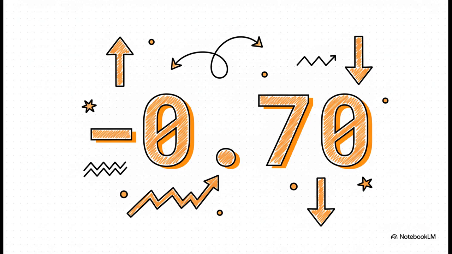One goes up, the other goes down. And because 0.70 is a good ways away from 0, this tells us it's a pretty strong negative relationship. They are reliably moving in opposite directions.